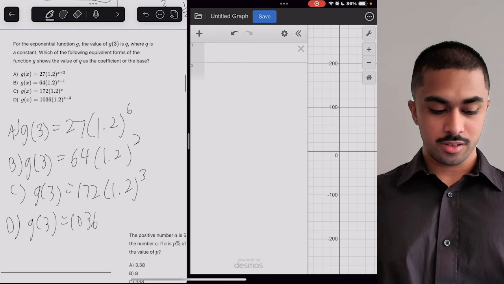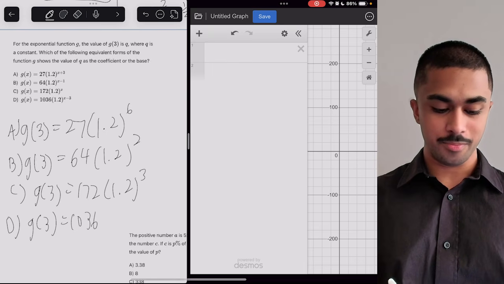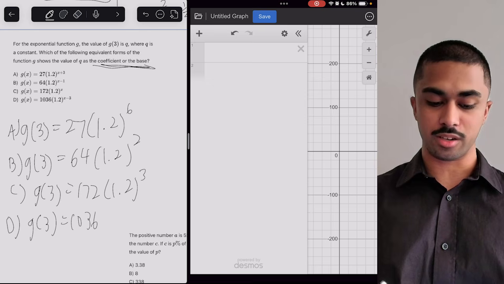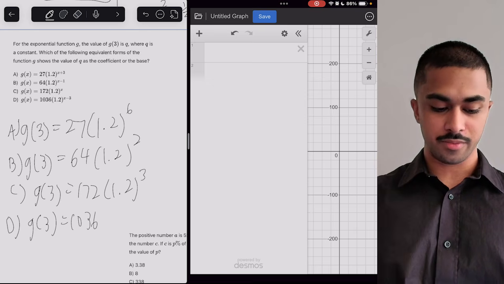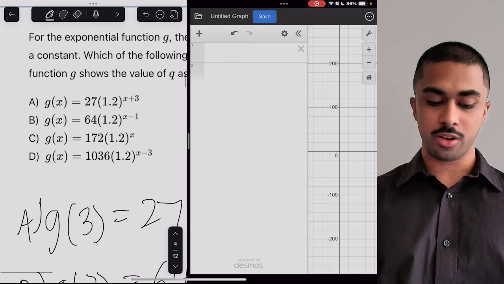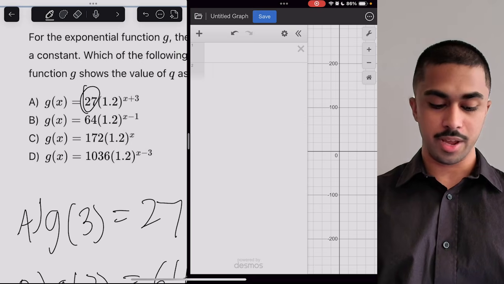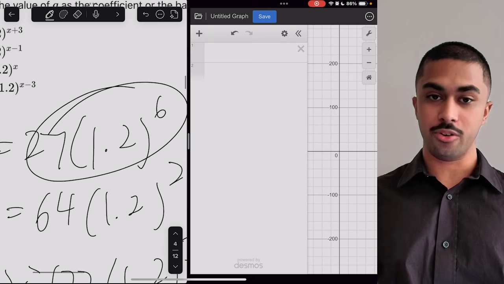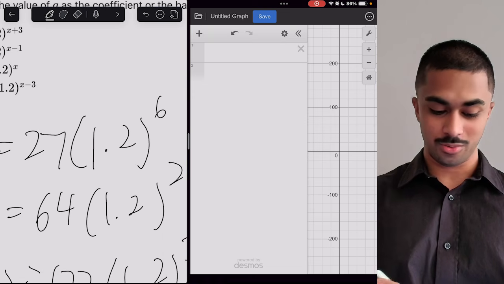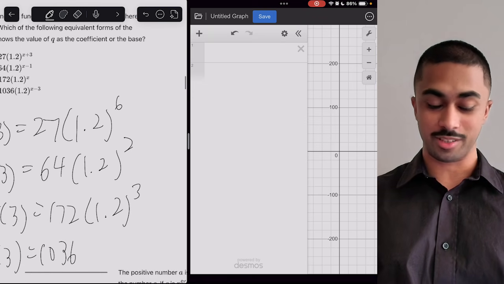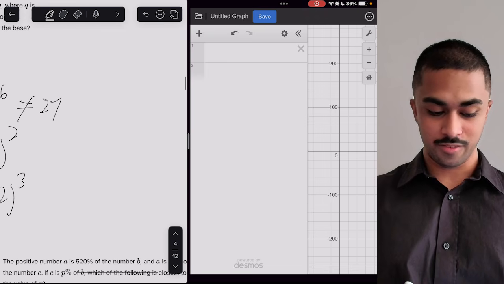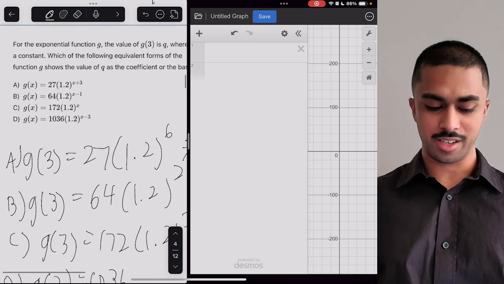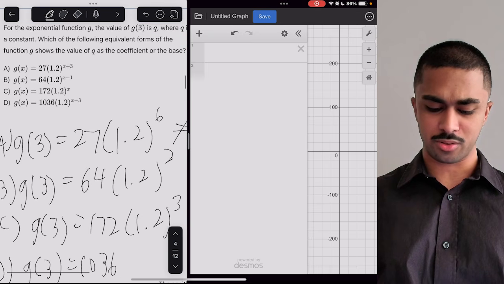Now, you have to check, like the correct answer is going to be the one that's equal to the coefficient or base. Meaning, if we go to answer choice A, what is the coefficient? 27. What is the base? 1.2. Is this 27 or 1.2? No, it's 27 times 1.2 to the power 6. So it is not equal to 27. It is not equal to 1.2. Hopefully this is making sense on why this question is actually really easy.